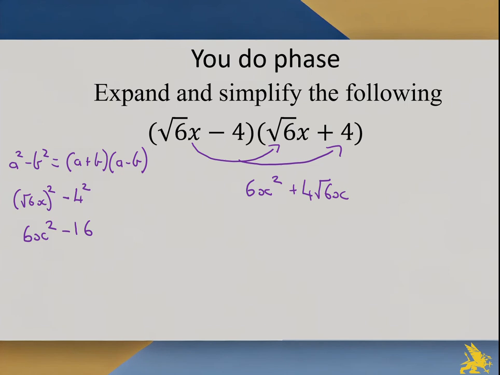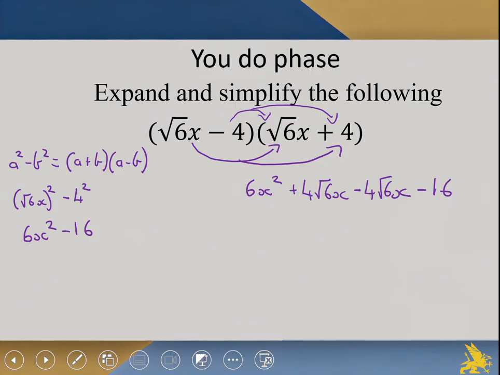Then I look at the next part, the next term, which is negative 4. The negative 4 is timesing by everything inside the second bracket. So negative 4 times square root 6x is the same as what I had before. It's just a negative. So we negative 4 square root 6x, and negative 4 times 4 equals negative 16. Okay, now I've done this part, we can see, let me change color.